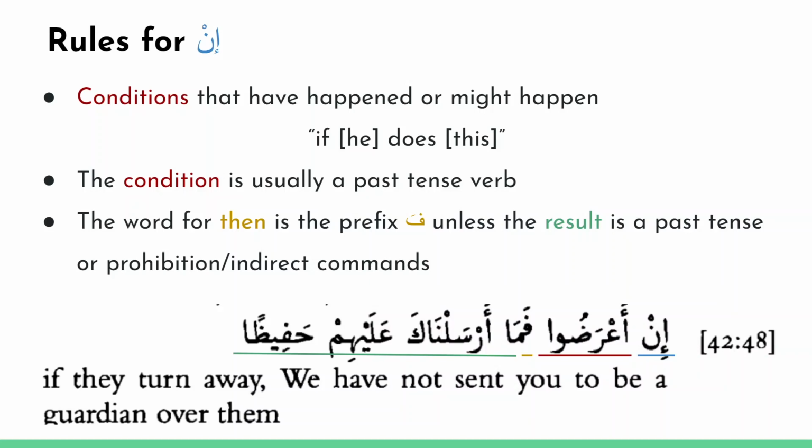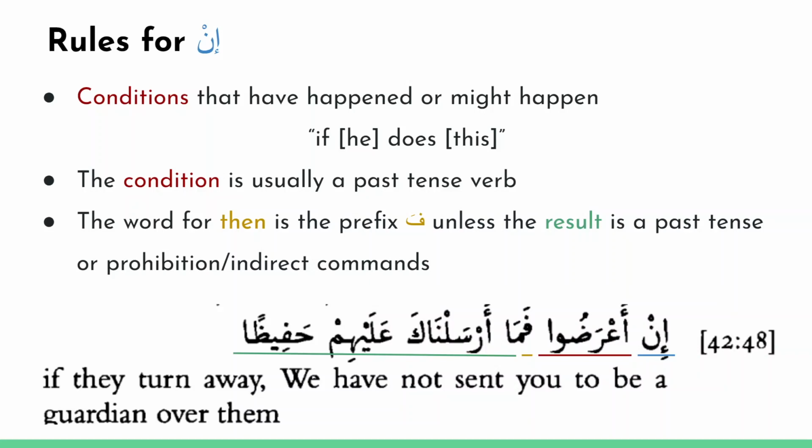Unless the result is a past tense verb, or a prohibition and some other kinds of verbs as well. So what we're seeing here is that most of the time the word for "then" is fa, but in some cases the fa might be dropped. So you don't always have to see the prefix fa to indicate that the result is about to start.